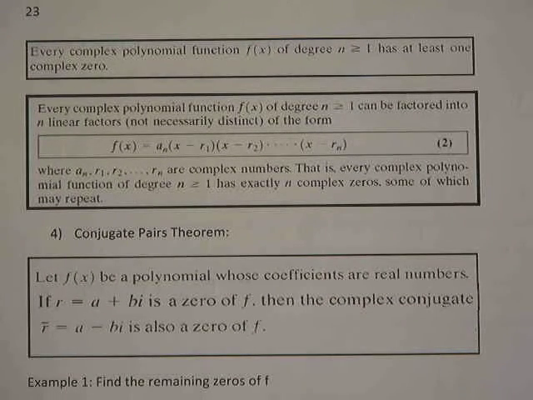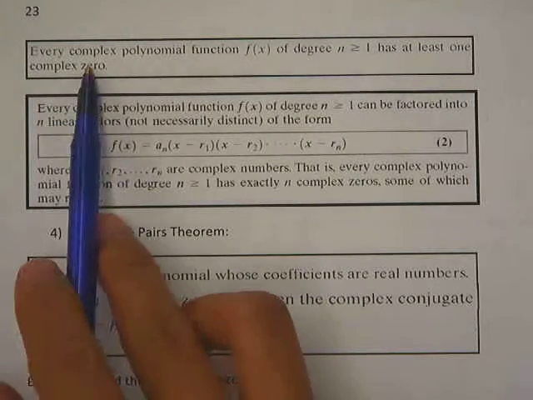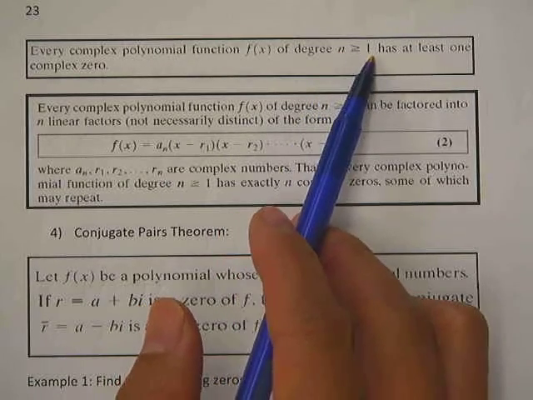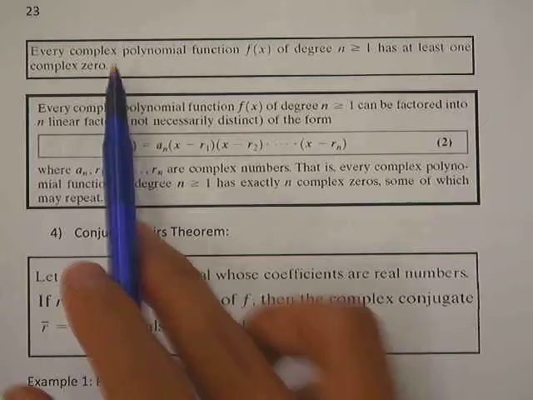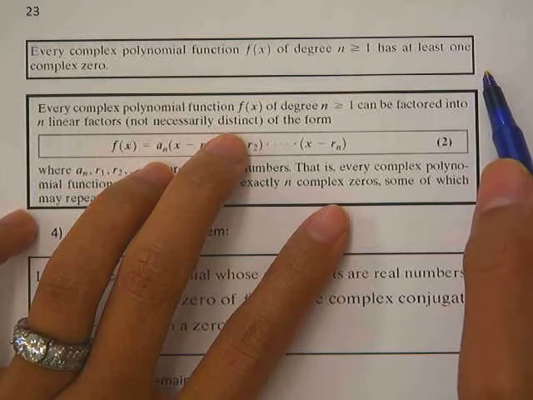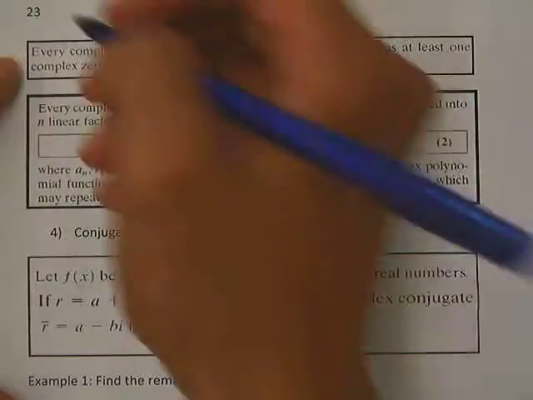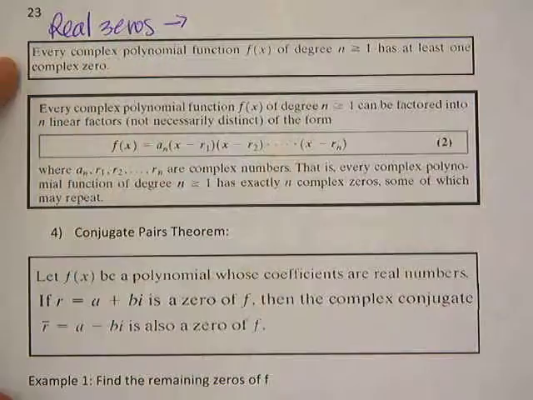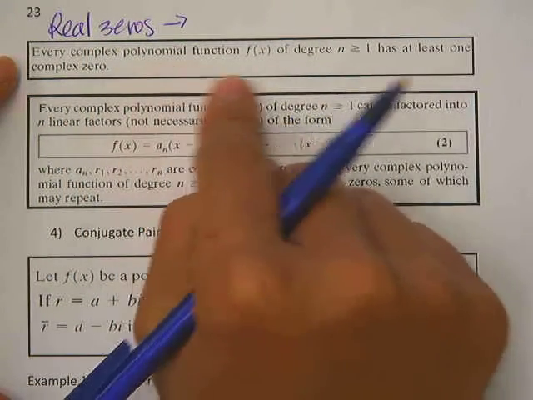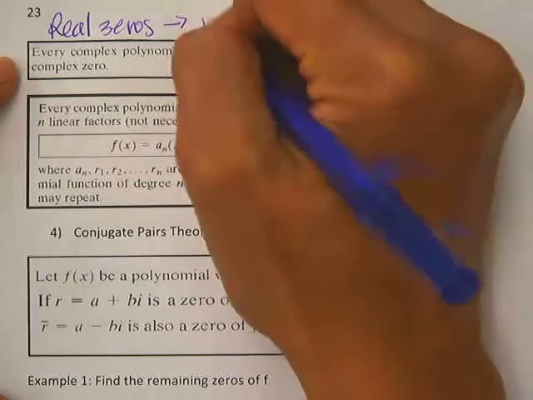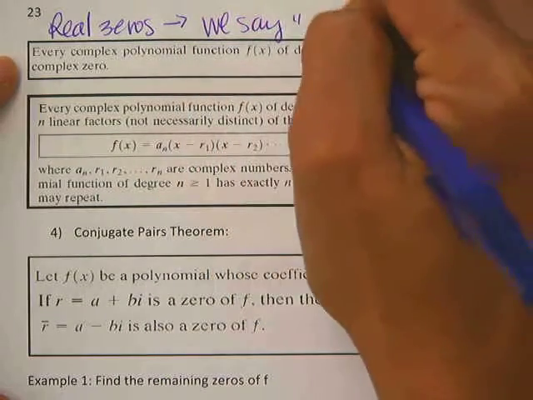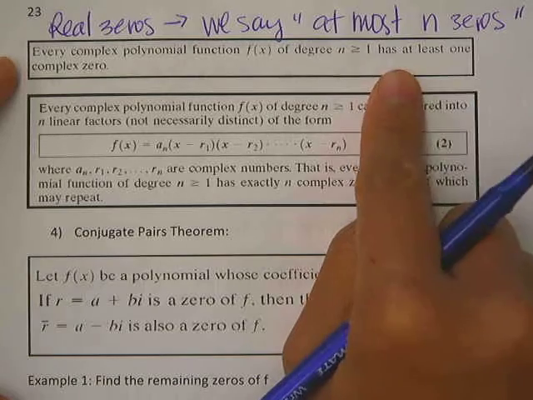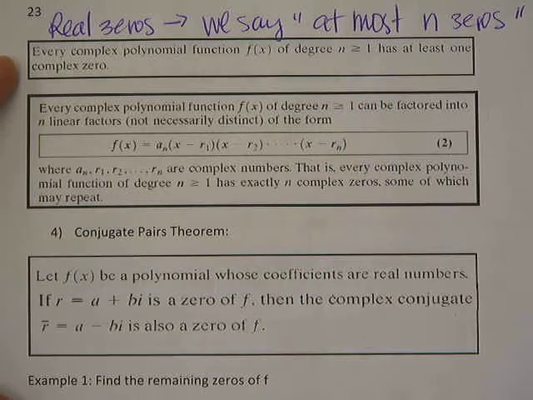All right. Next definition. Every complex polynomial function f of x of degree n greater than or equal to 1 has at least one complex zero. This is very different from real zeros. In the real zero world, we said that it had at most n zeros, which is different. This one says at least. So see how the two are different from each other.